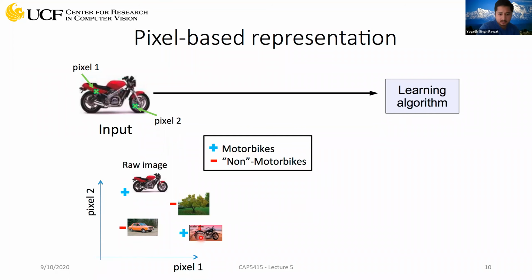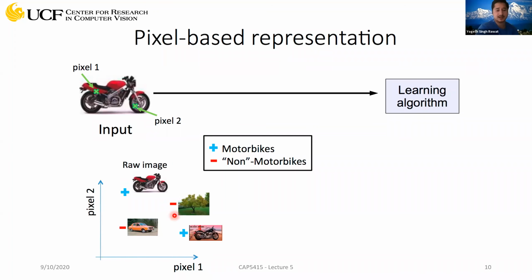Now we have another image of a motorbike, and we consider the same pixel locations which we considered for the first image. In this case, we observe that for pixel 1, the intensity was pretty high, but for pixel 2, it was pretty low. So if we plot these 2 points in this coordinate system, the first image of the motorbike we can plot somewhere here, and the second will be lying somewhere here.